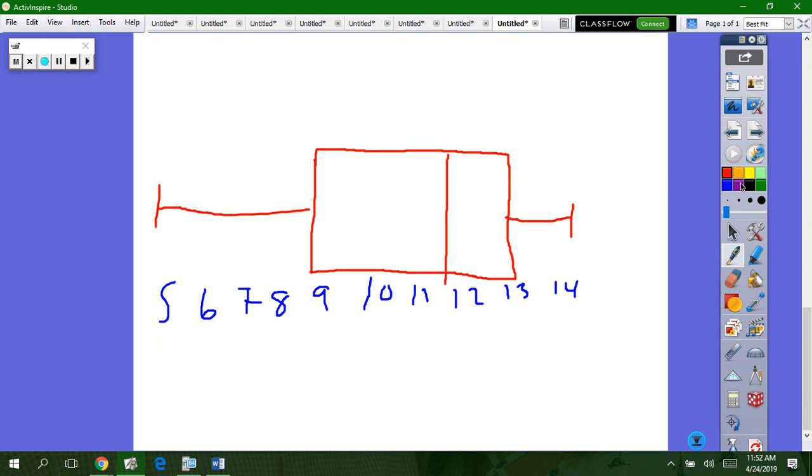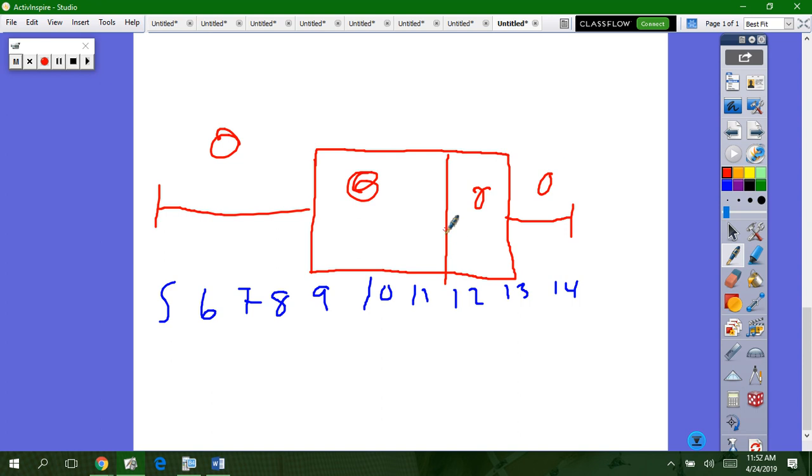Because each of these represent a percent. 25% of our data is here, 25% of our data is here, 25% of our data is here, and 25% of our data is here. Does that make sense to everybody? But notice, are they symmetrical? So because they're not symmetrical, that tells us some stuff.